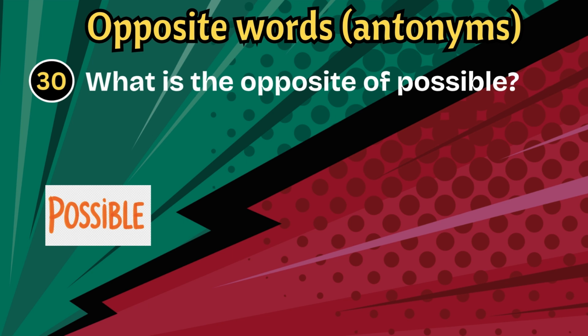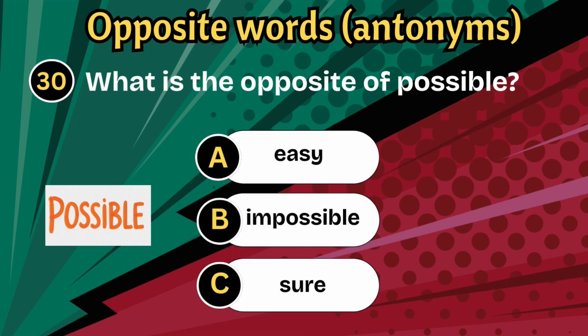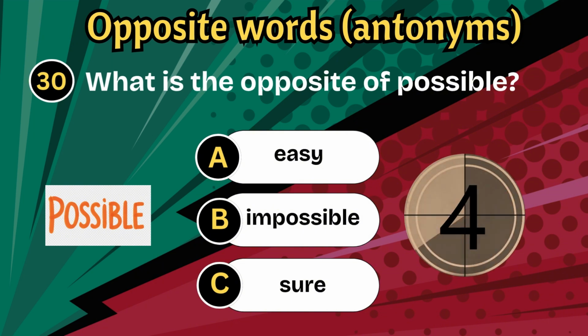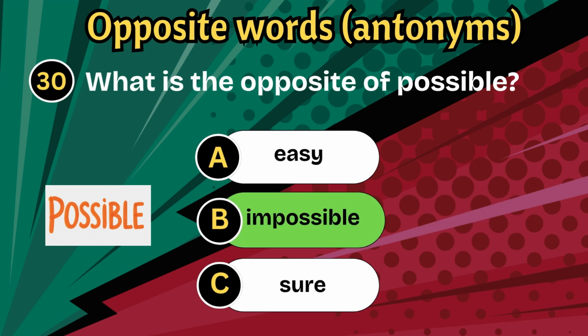What is the opposite of possible? Let's see what you think. Choose your answer. The correct answer is impossible. Possible means something can happen, like catching a ball if you try, but impossible means something can never happen, no matter how hard you try, like touching a rainbow.